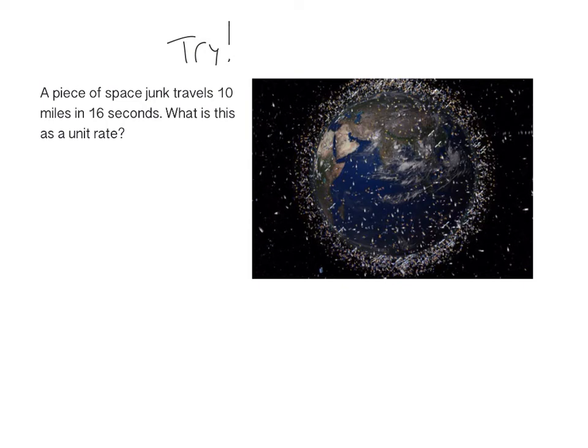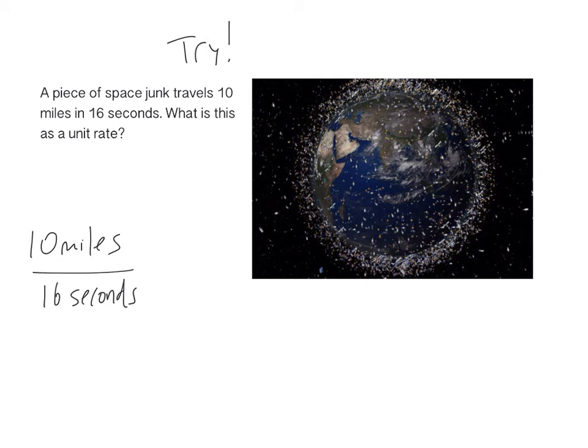Okay, so a piece of space junk travels at 10 miles in 16 seconds. What is this as a unit rate? Okay, so again, we need to always start with what we're given. It travels 10 miles in 16 seconds. So I'm seeing that as the rate 10 miles over 16 seconds, or 10 miles per 16 seconds.